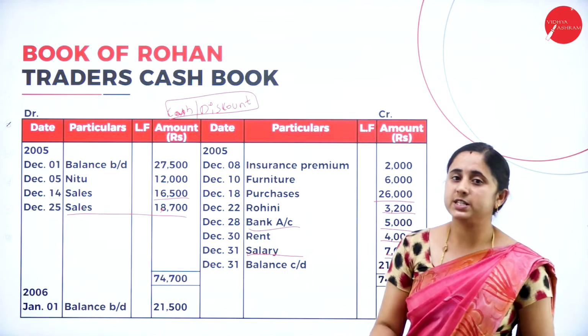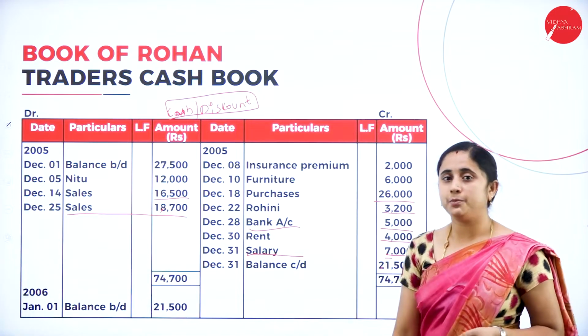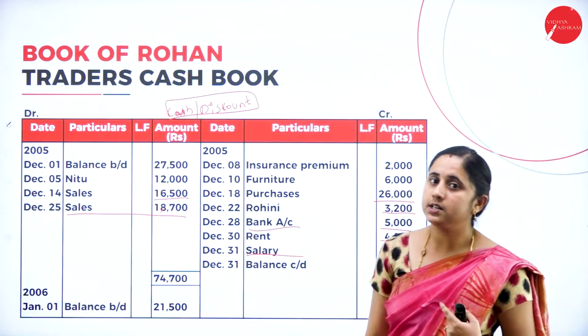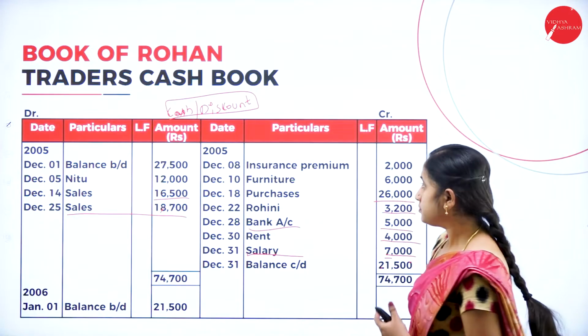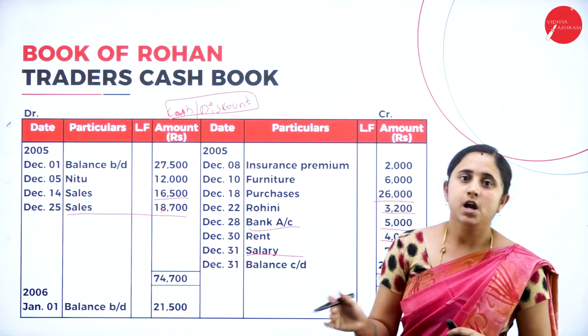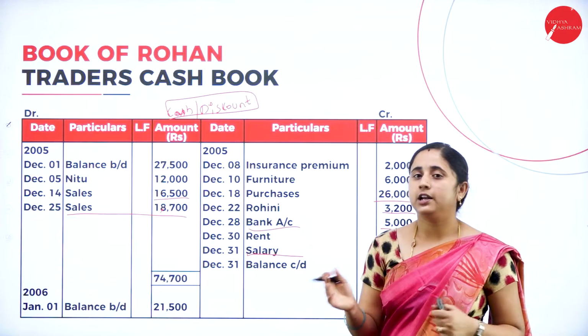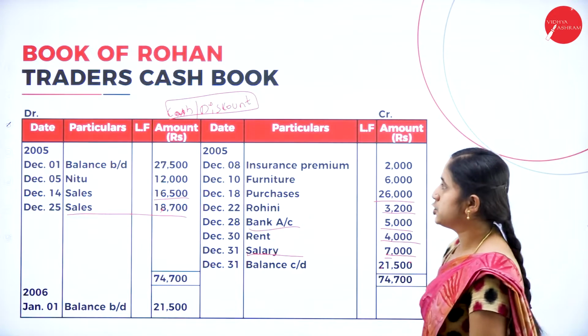So the difference between the single column and double column cash book is one additional column called discount to record the discount transactions. So here only cash plus discount is allowed to be recorded in the cash book. That is the difference between the single column and double column cash book.